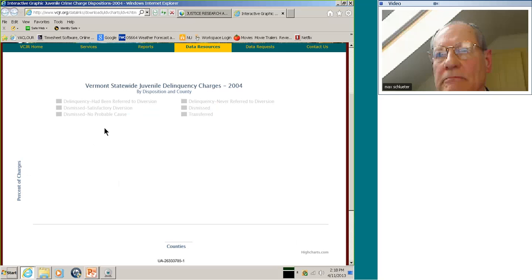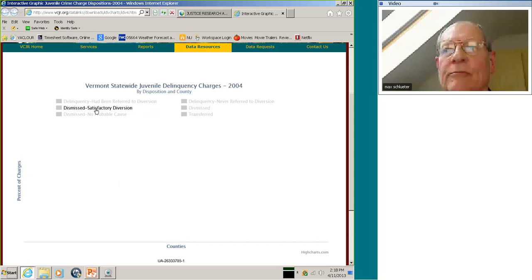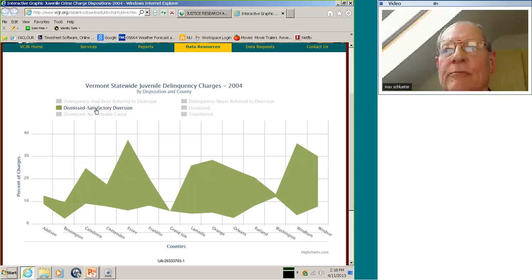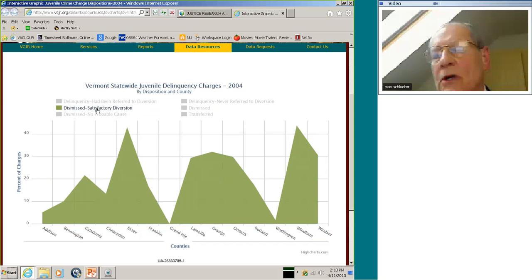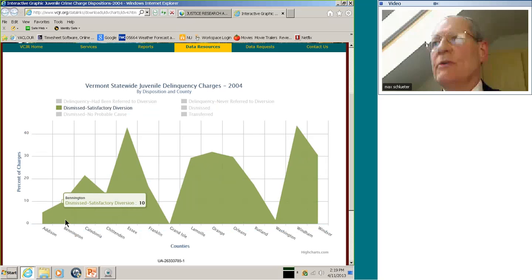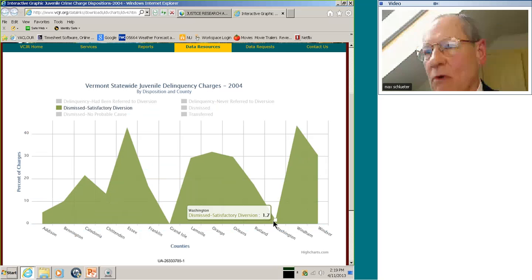Let's say, for example, that we're interested in the number of juvenile cases that are dismissed because they have satisfactorily completed diversion. So by clicking on this toggle, we see immediately, in a very graphic sort of way, that there's terrific variation between the counties, as indicated here, in the percentage of charges that are handled. And one of the things that's a bit of a mystery here is Washington County, which is where the capital of our state, Montpelier, is, using this in a very, very small percentage of their cases.